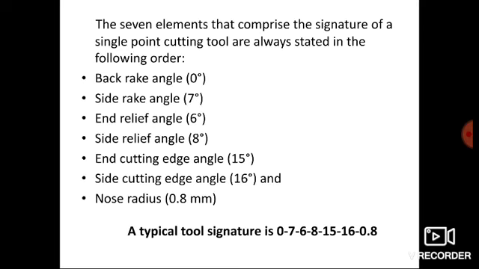Suppose if I am performing a roughing operation, at that time I have to cut more material. So there will be more stresses over your cutting tool. So that time you have to take the cutting tool with more nose radius like 0.8 mm. If I am performing finishing operation, that time I am removing very less material. So that time I can take a tool with 0.4 mm as a nose radius. So this is nothing but a tool signature for a single point cutting tool.